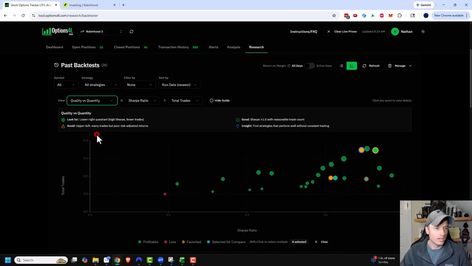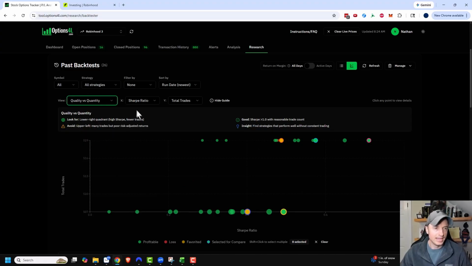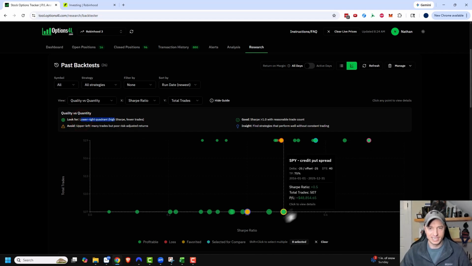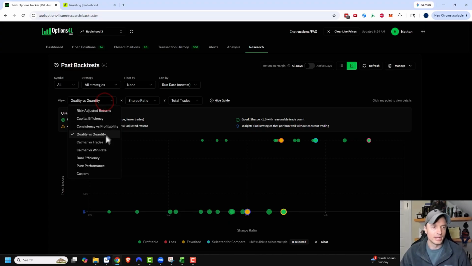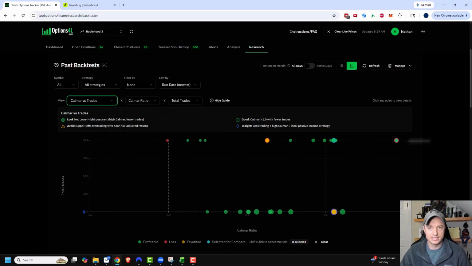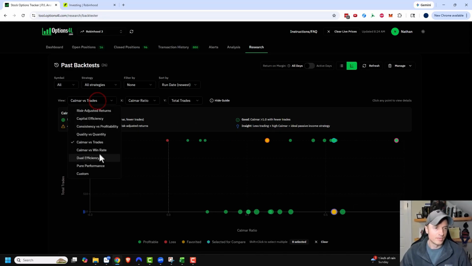Moving on, we have quality versus quantity. In this case, I'm not going to mark any. It's Sharpe ratio versus the total trades, and you can see it's basically a straight line. We actually have the highest one in the lower right quadrant, which is like here, or here is the most right. But total number of trades is either 519 or 507, so we're not really comparing the number of trades. That's why I'm going to skip over that one. Calmar versus trade, same concept. We're going to skip over that one.